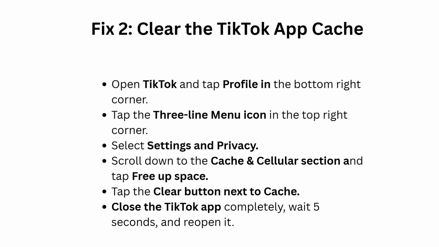Open your TikTok and you have to tap on the profile in the bottom right corner. Then tap on the 3 lines menu icon in the top right corner. Select the settings and privacy, scroll down to cache and cellular section and you have to tap free up space. Then you have to tap on clear button next to the cache. Close the TikTok app completely for 5 seconds and reopen it.